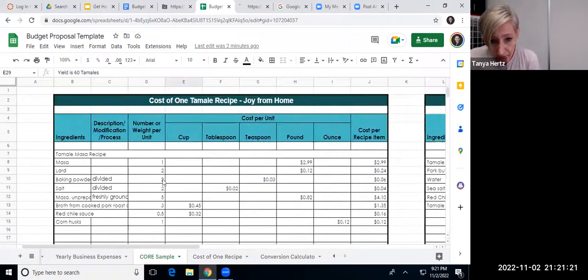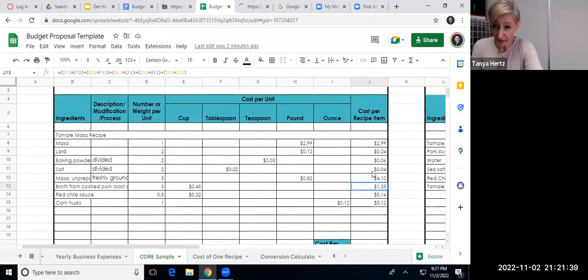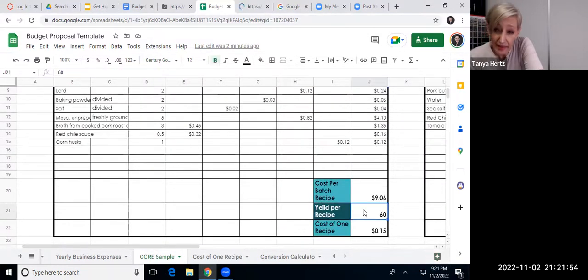So we first calculate, you put the number of whatever that unit is, whether that's cups, tablespoons, teaspoons, pounds, or ounces, and then the cost per that recipe item. And by that I mean the cost to make that entire full recipe. So for the tamale masa recipe, the masa itself is $2.99 a pound, right? And that gives us 60. So we add up the cost for each of the ingredients separately, then we divide that by the yield per recipe to give us the cost of one recipe.